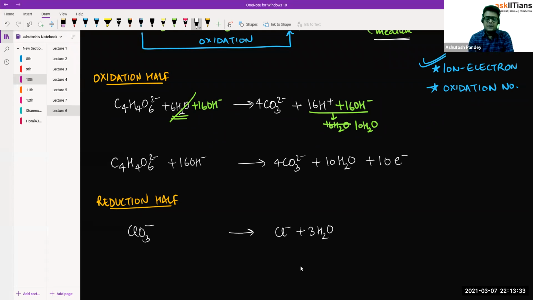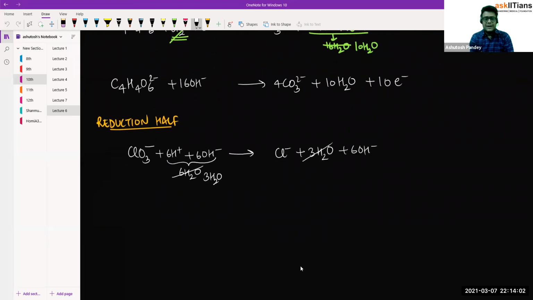Again, since we have 6 hydrogens on this side, we'll add 6 H+ on the other side. Now, since we cannot have H+ because the reaction is happening in basic medium, we'll put 6 OH- on this side and 6 OH- on this side. 6 H+ and 6 OH- will become 6 H2O. So 3 H2O and 6 H2O, so we'll have 3 H2O finally on this side.